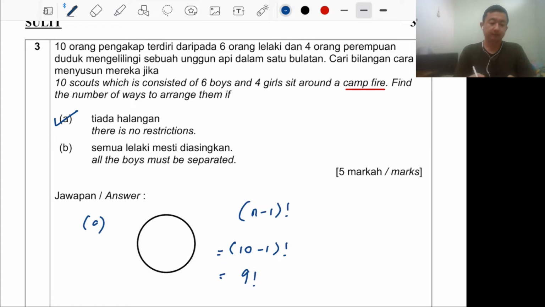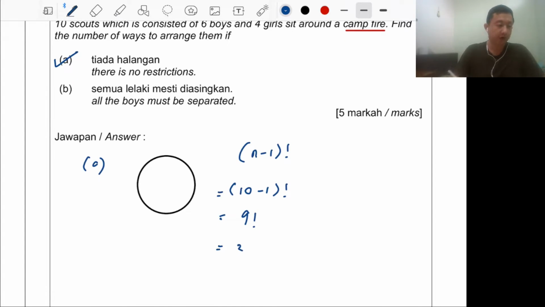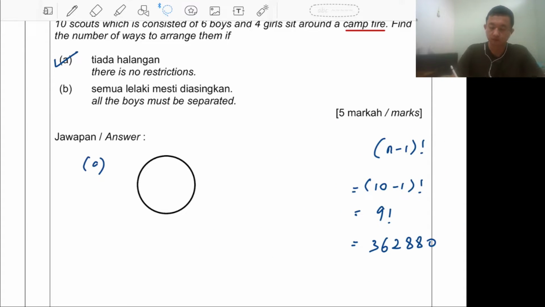How many? That will be 362880. Okay, that will be the answer for A. Right, so now let me move this to the other side. Now we look at B.